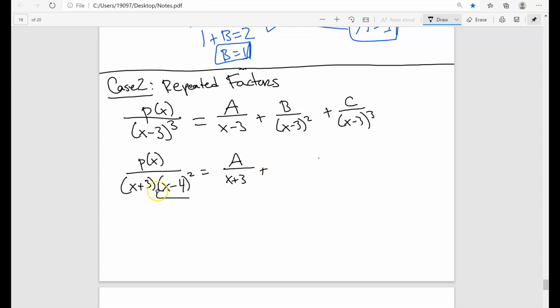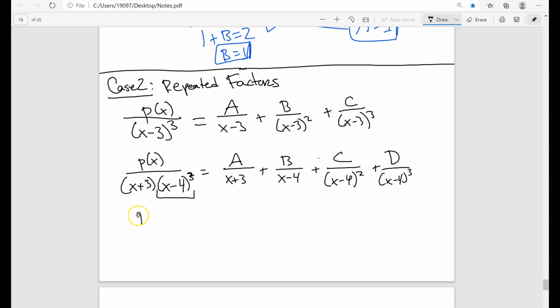Now we've got to do it for the repeated factor. That means you're going to have 2 of them. So it's going to be b over x minus 4 to the first power, and then c over x minus 4 to the second power. If this was a third, then it would be d over x minus 4 to the third power. If it was 4, we would just keep going.